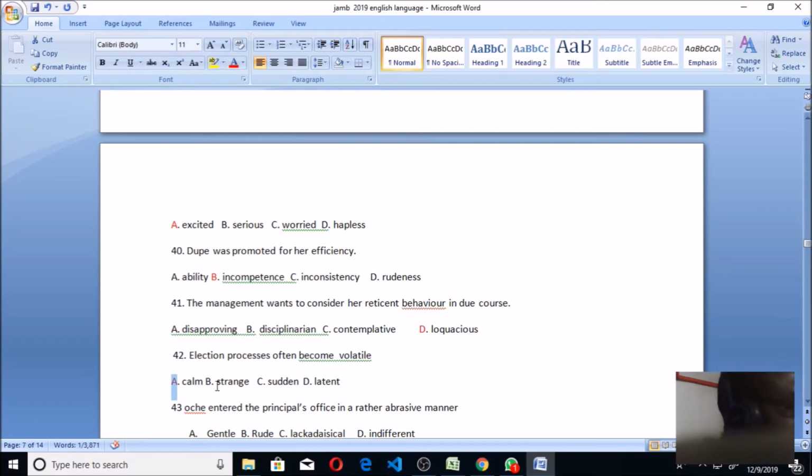Strange simply means unusual or surprising. Sudden simply means occurring or done quickly or unexpectedly. So you can see that sudden and volatile are very similar. Then latent simply means existing but not yet developed, apparent or active.